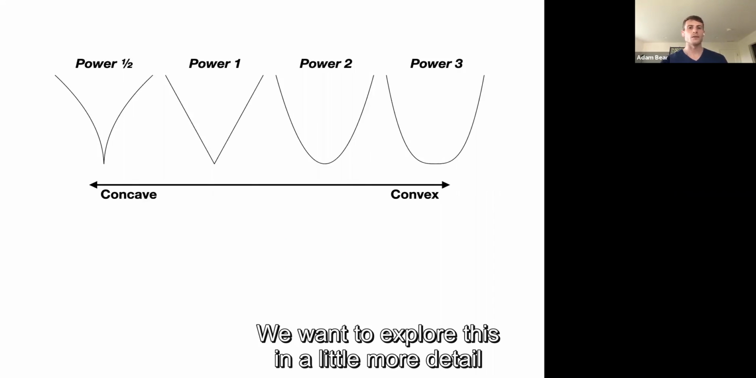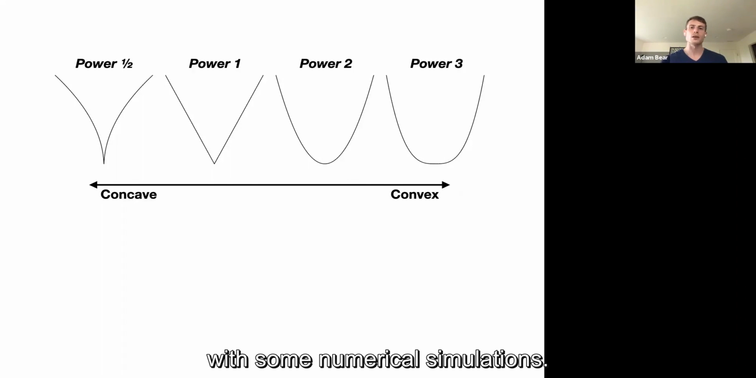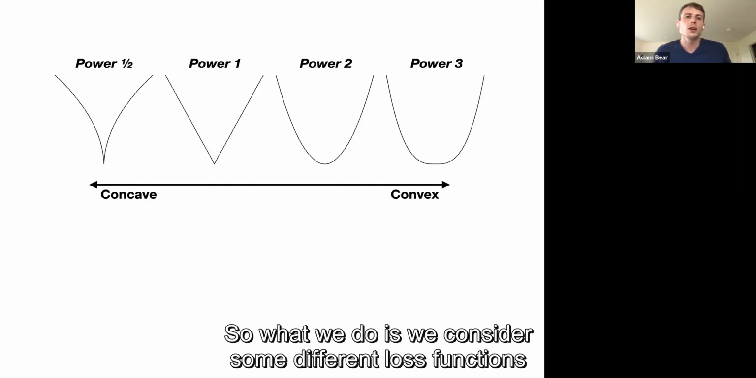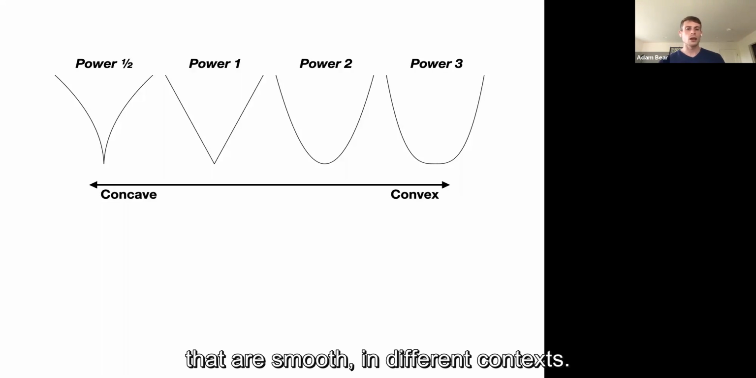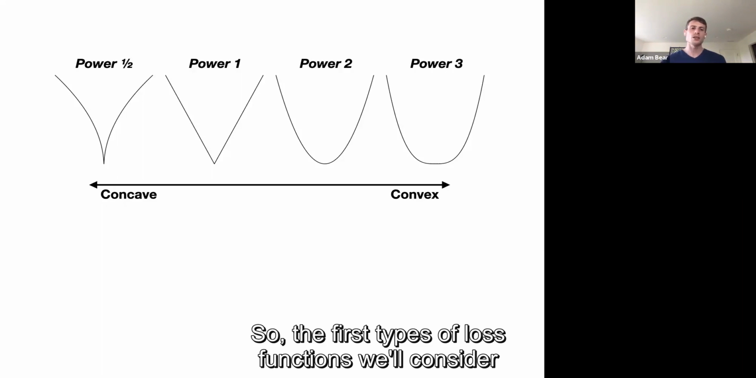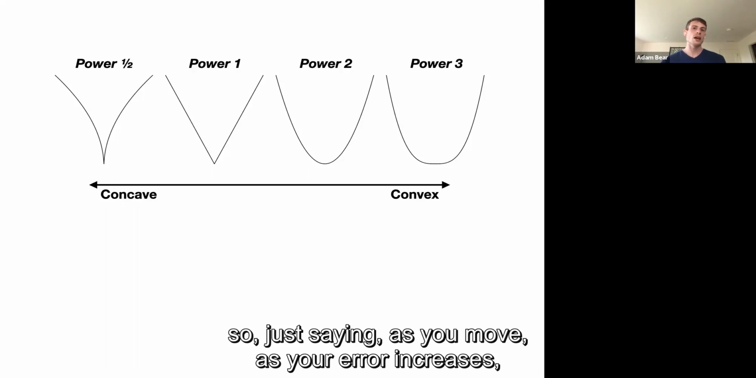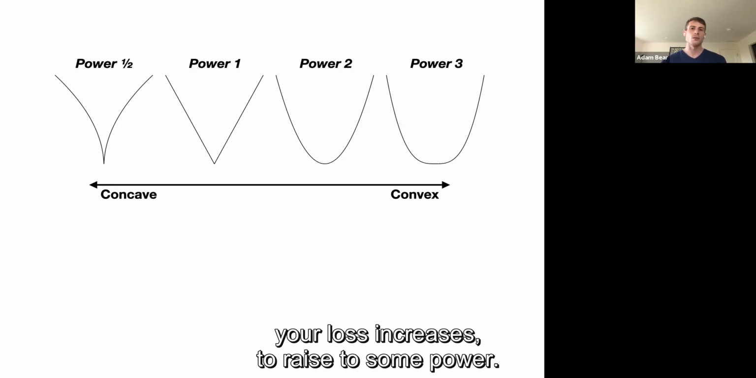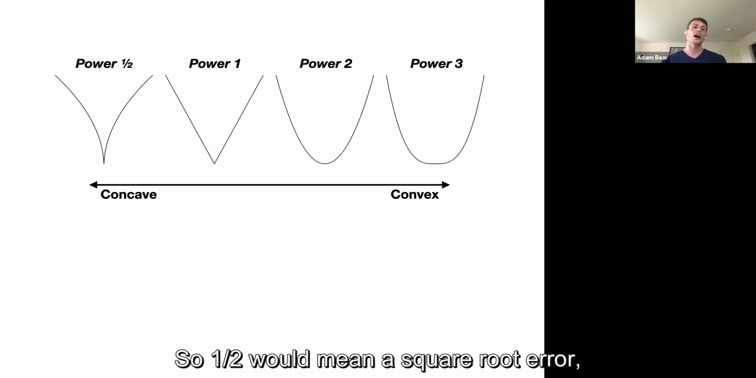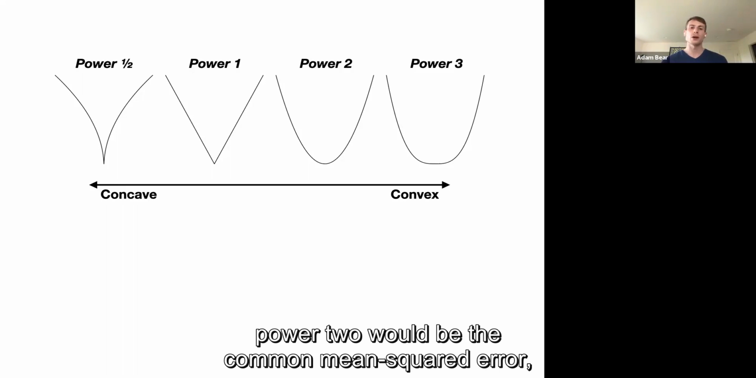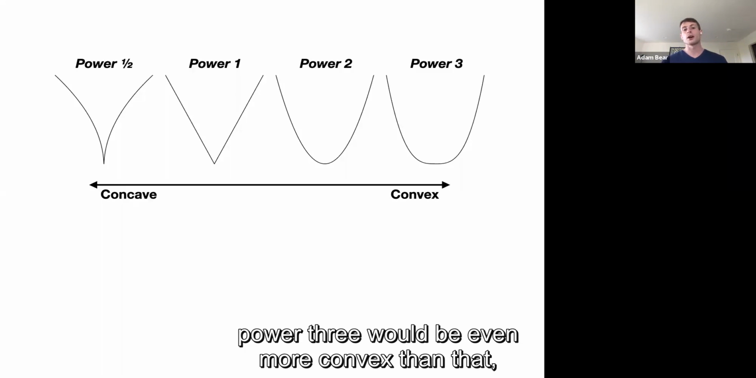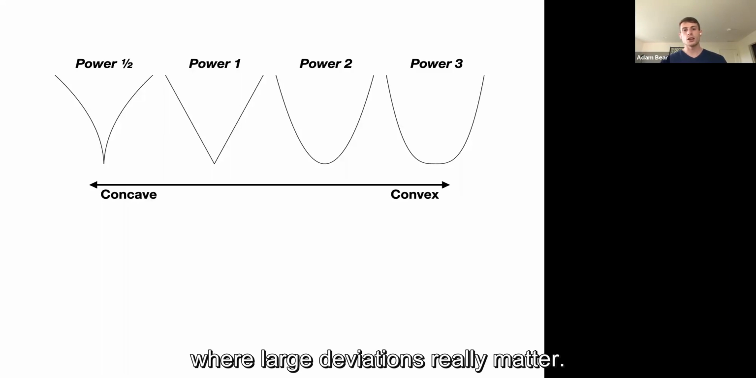We want to explore this in a little more detail with some numerical simulations. So what we do is we consider some different loss functions that are smooth in different contexts. The first types of loss functions we'll consider are just power functions. So just saying as your error increases, your loss increases raised to some power. So 1/2 would mean a square root error. Power 2 would be the common mean squared error. Power 3 would be even more convex than that, where large deviations really matter.